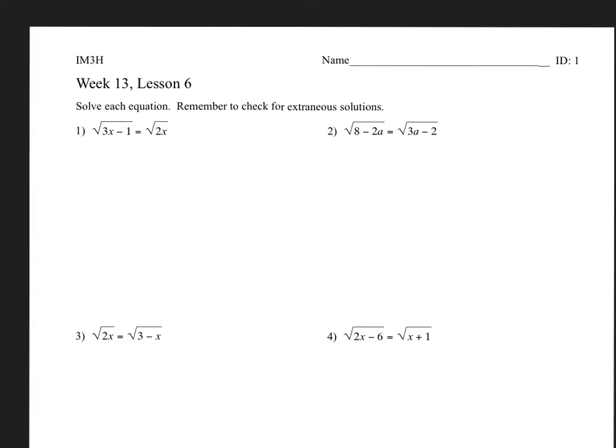All right, week 13, lesson 6. This is one of the easiest lessons you're ever gonna experience. But the reason that we do it is to kind of prep you for the next section.